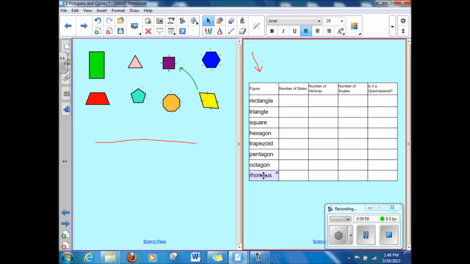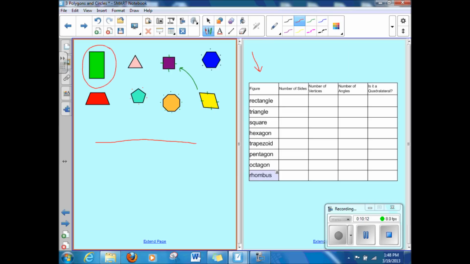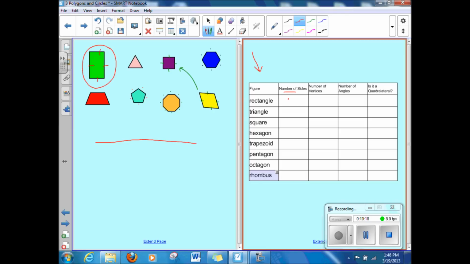And then after you've got that finished, we'll go in and fill in the next column. Here we go now, number of sides on each of these. Well, I remember over here, this one was called the rectangle, and if I count the sides, there's 1, 2, 3, 4. So in this box, under the number of sides, I'll just write the number 4.